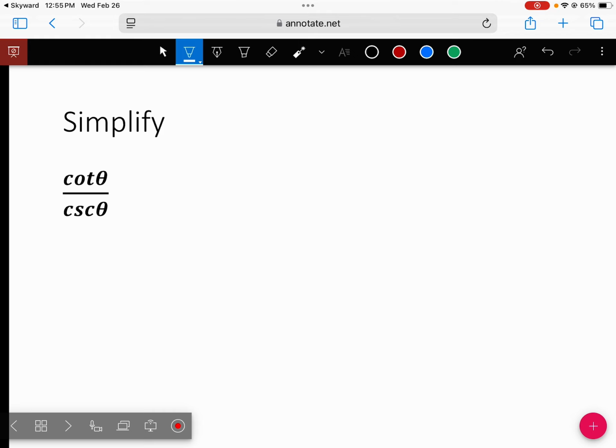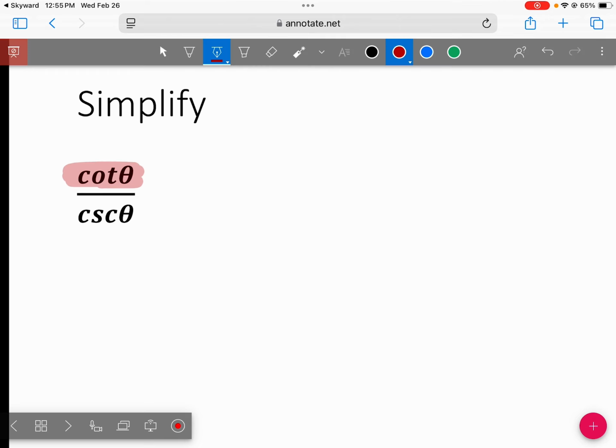All right, so does everybody have the first one copied down? Let's go ahead and rewrite. Step number 1, rewrite this in terms of sine and cosine. Let's talk about the numerator. Cotangent. Cotangent is what, in terms of sine and cosine? Cosine over sine. So cotangent is cosine theta over sine theta.